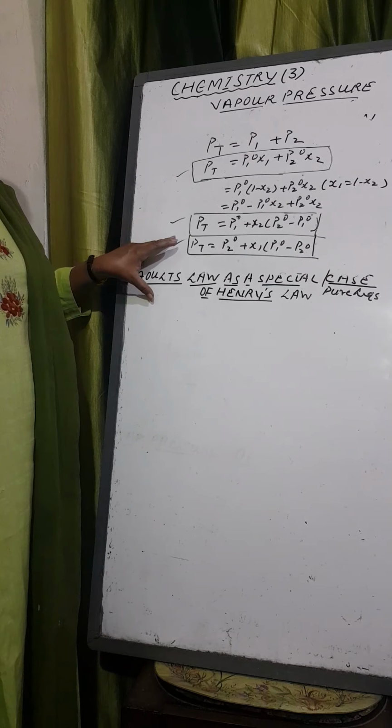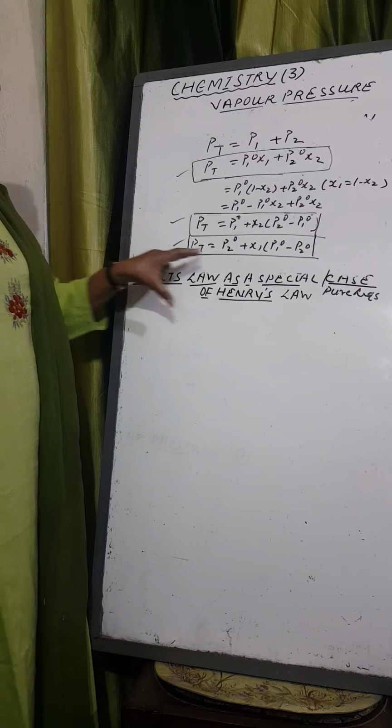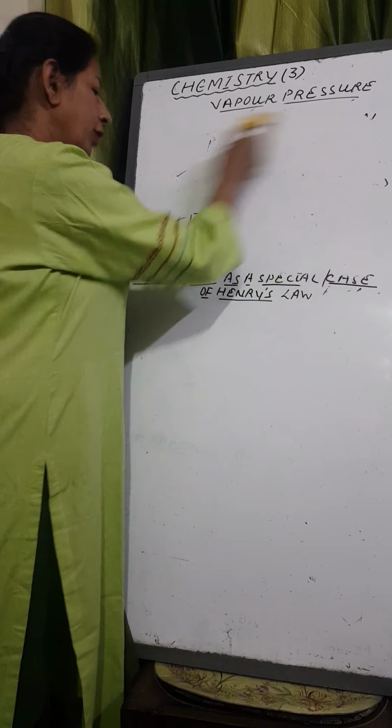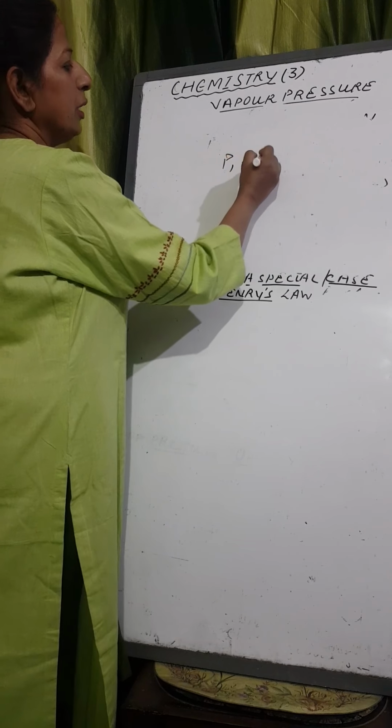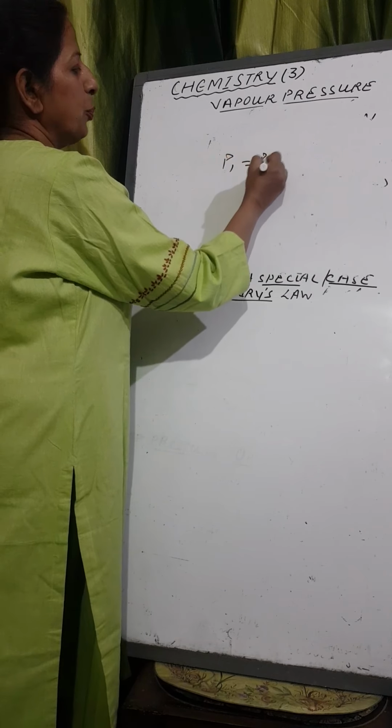Now, Raoult's law as a special case of Henry's law. We have seen Raoult's law for a liquid, say P1 equals P1 naught chi, which means the pressure of the liquid is directly proportional to its mole fraction. This is Raoult's law.